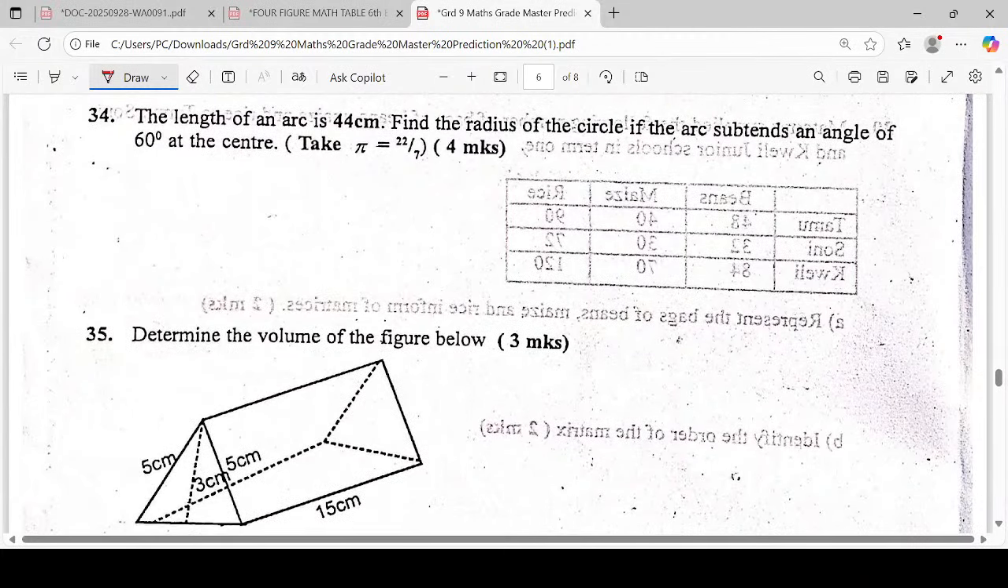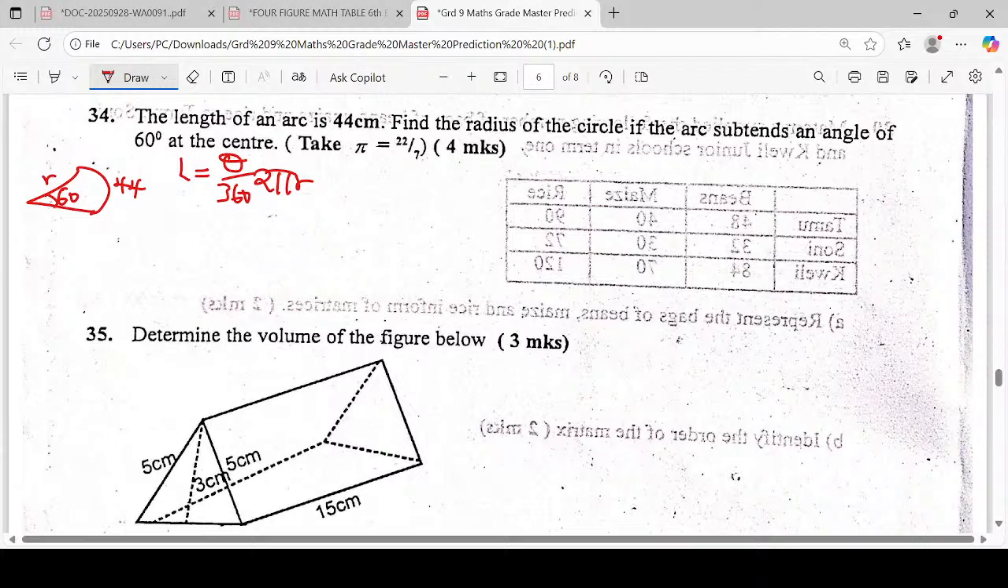That is 34. The length of an arc is 44 centimeters. Find the radius of the circle if the arc subtends an angle of 60 degrees at the center. This is again grade 8 work. If you have this as your sector, the length of the arc here is 44 and the angle subtended here is 60. Now you want to get this radius. You have to remember that length is given by theta over 360 times 2 pi r.